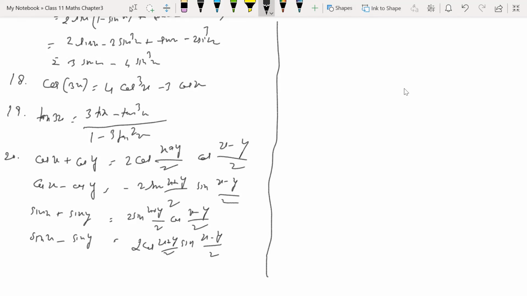Identity 21 is the last identity here, and I'm writing it down. These are not only 21 identities, but including all the parts, they become more than 30. Okay, so you have to learn all of these.